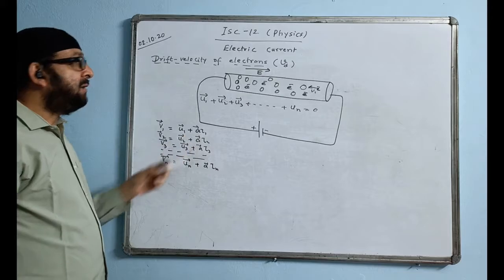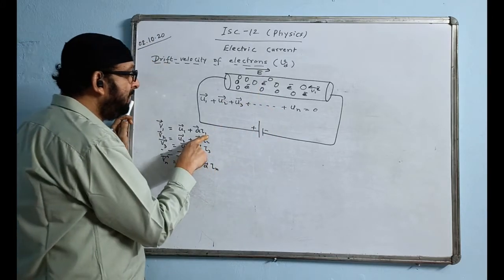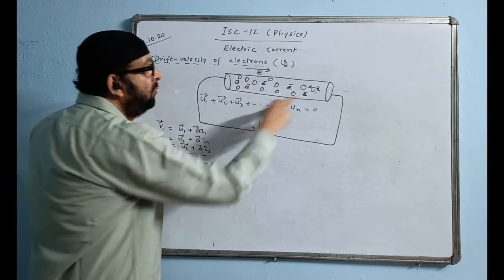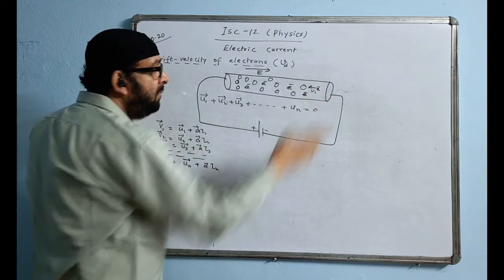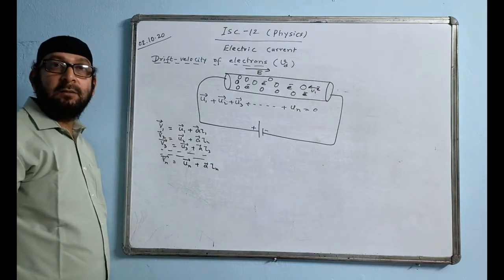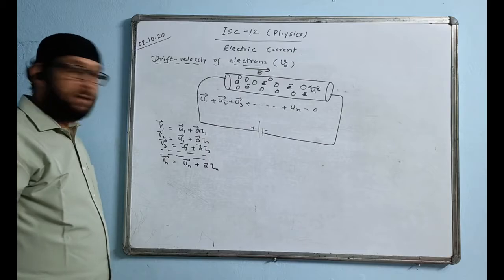What is time of relaxation? I'll give the proper definition later on: the time taken by an electron to acquire the drift velocity from its initial random velocity is called time of relaxation.